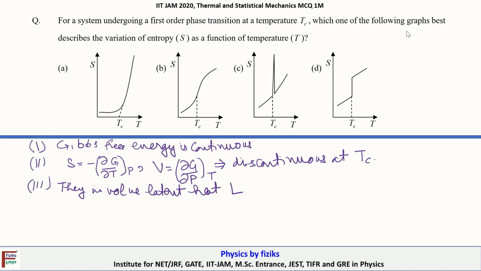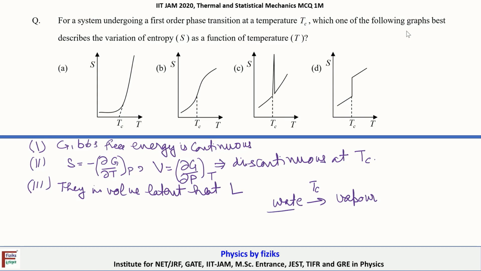Now let's try to figure out which one is the correct answer. I will take an example of a first order phase transition, which is the example of the water vapor system. This is also an example of a first order phase transition, so this transition will take place at a certain fixed temperature Tc.